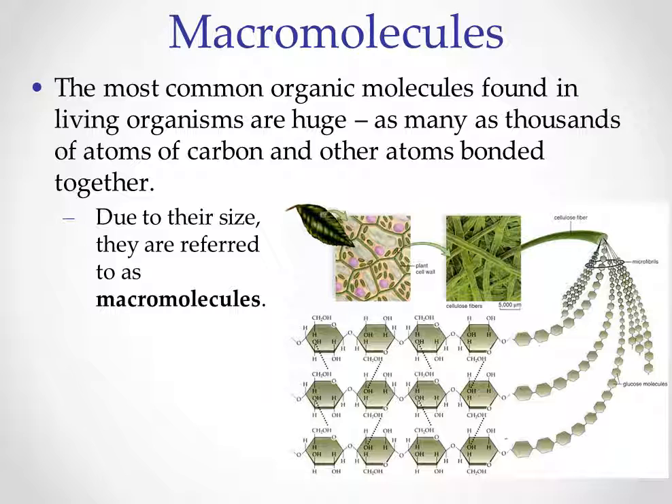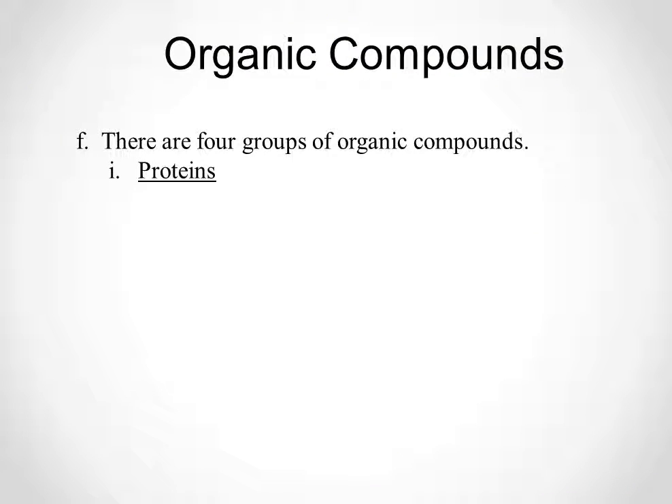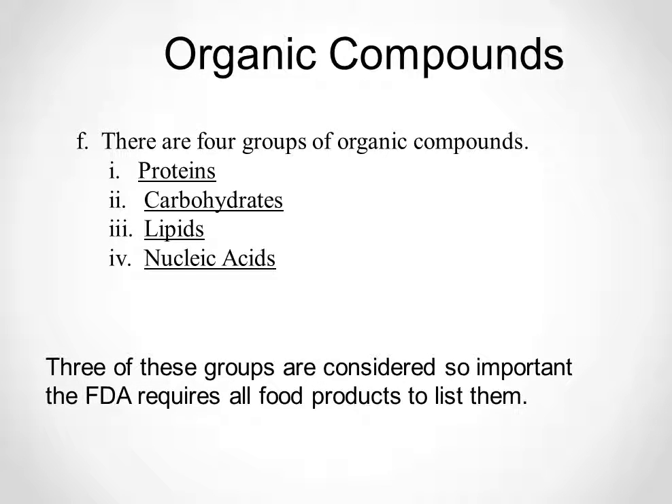Now, why is carbon so important? Okay, it's so important because of our macromolecules. Now, macro means big, molecule means molecule. Okay, basically what this is. So there's four groups. There's protein, there's carbohydrate, there's lipid, there's nucleic acid. Okay, so these three, the top three, protein, carbohydrates, and lipids, are so important that the FDA actually requires this on all of our food products.